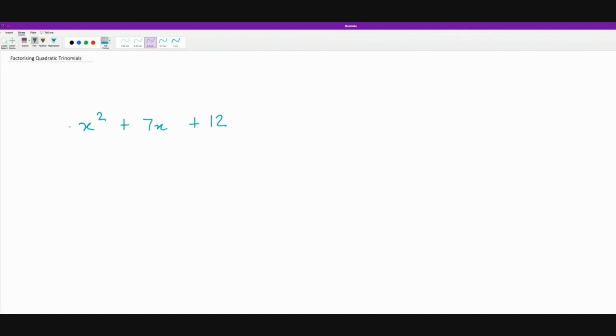However, if there was a 5 in front of the x squared, this would be referred to as non-monic, because it's not 1 in front of the x squared. The difference between these two is important to understand, as the steps to factorize each of them are slightly different. Let's first start with monic trinomials and how to factorize them.